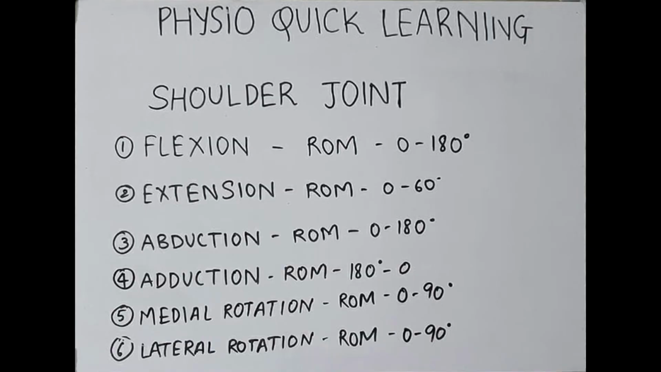For shoulder flexion, primary muscles used are pectoralis major and anterior fibers of deltoid. The secondary muscles used are coracobrachialis and short head of biceps brachii. Range of motion for shoulder flexion is 0 to 180 degree.